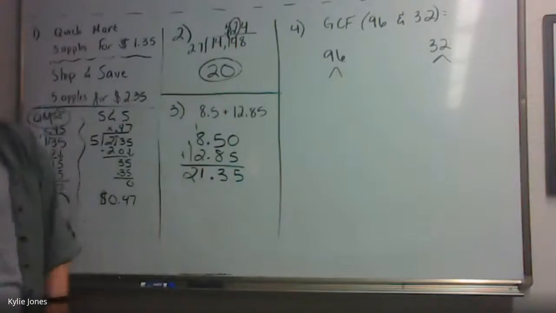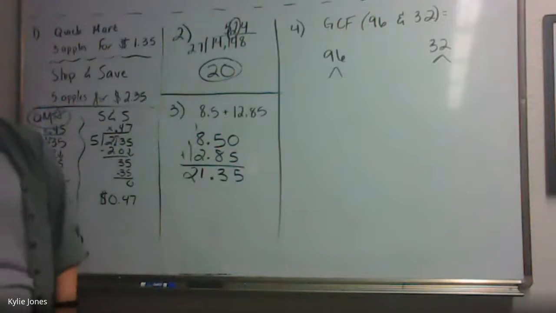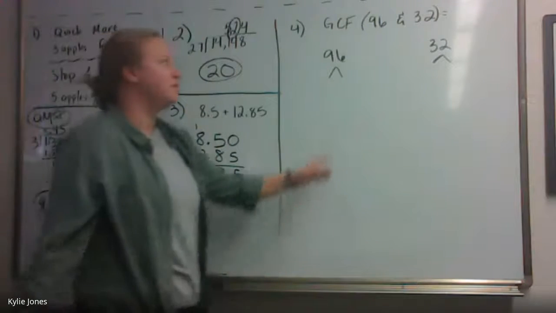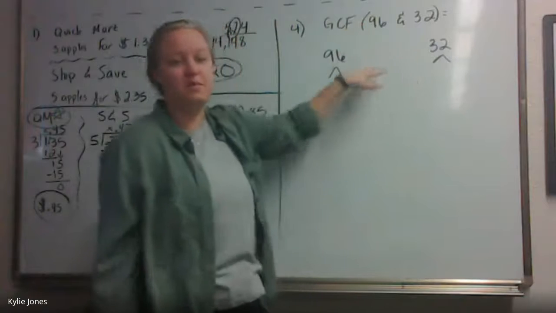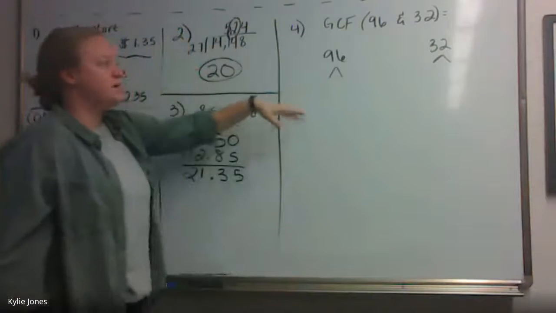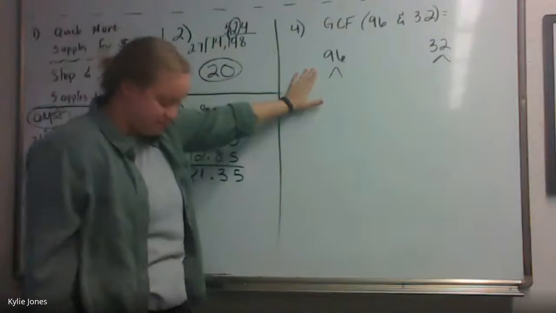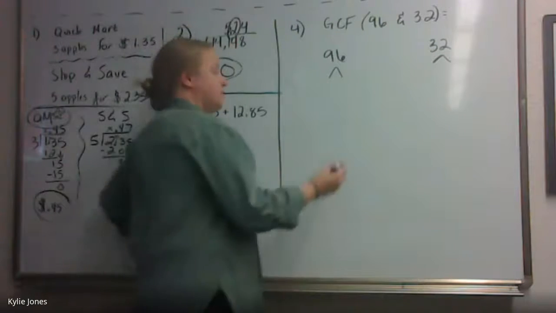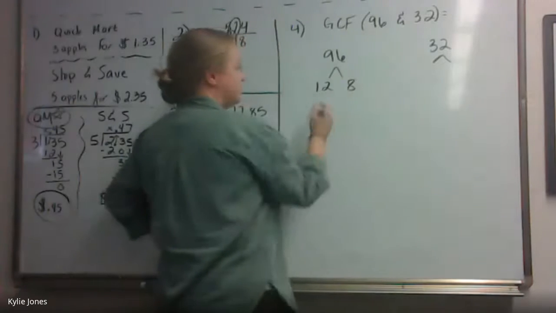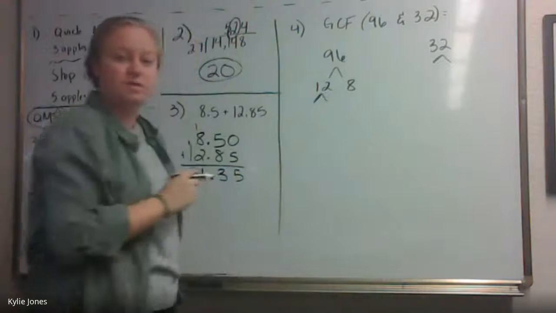Yeah. All right. And our last one, number 4, is finding the GCF, the greatest common factor. So the biggest number that both 96 and 32 have in common if you were to list the factors. Easiest way to do that is to make our factor trees. So what numbers multiply into 96? 12 and 8. Good, 12 and 8. Okay, let's stick with the 12 first. What numbers now multiply into 12?